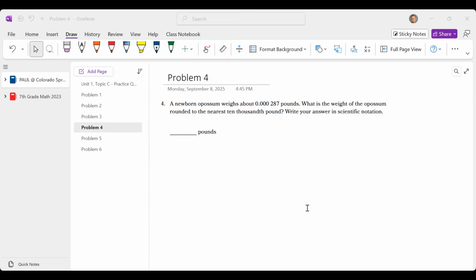This is part 2 of our topic C practice quiz for Unit 1. So we're just going to go on ahead and get started here. Like I said, just give me a little bit of wiggle room. We're at home, so there might be a little bit of noise in the background, which is totally cool. But we're going to go ahead and get started with number 4.